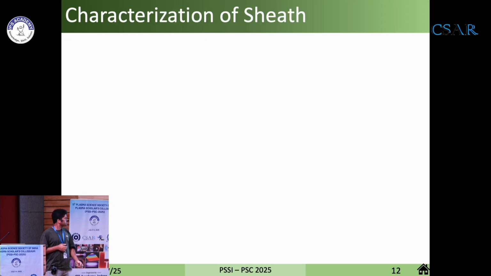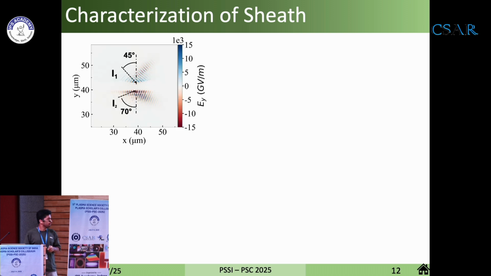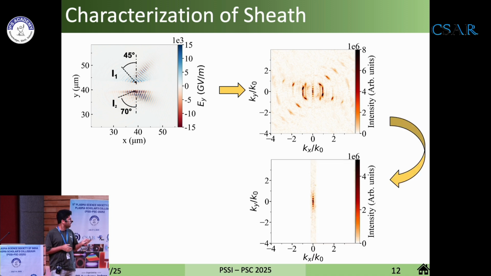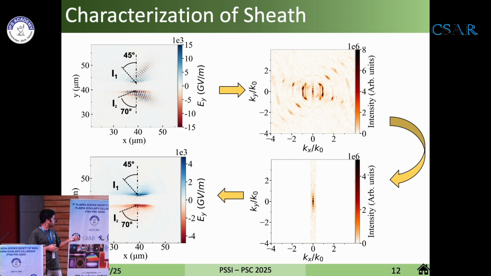Next I will talk about the characterization of the sheath field, how strong it is. I've taken a snapshot of one of the simulations during the run. The laser electric field is around 12 to 15 teravolt per meter. If I do the Fourier filtering of this, we can see the harmonic orders in the reflected as well as in the incident. You can see the first order. What if I just remove all the oscillations? Then I would be able to clearly see the static field. So if I inverse Fourier transform this again, I'll be left with the static field.